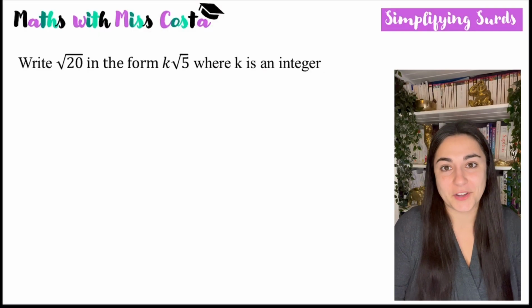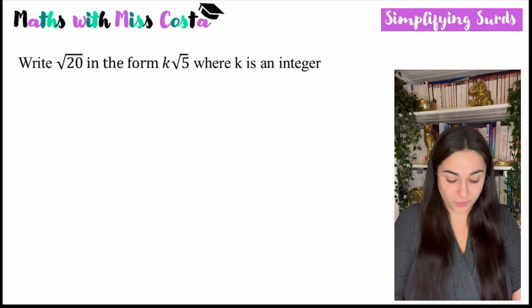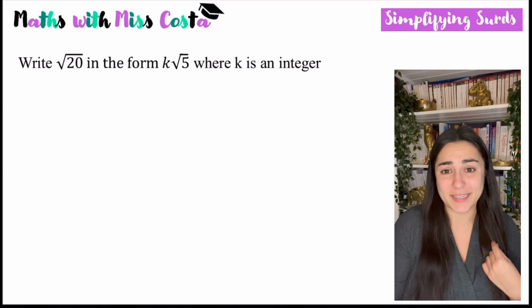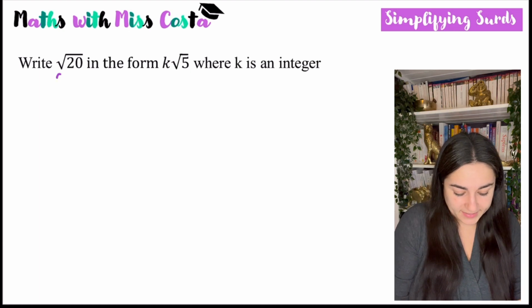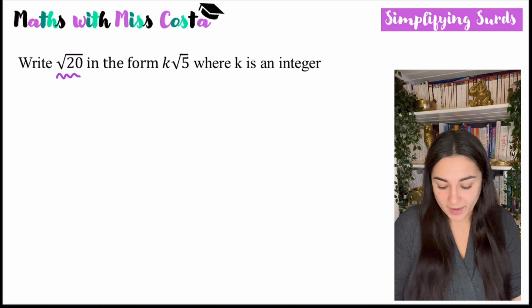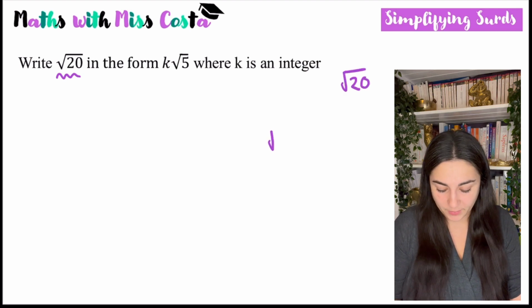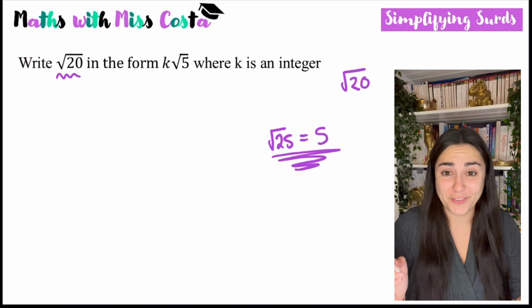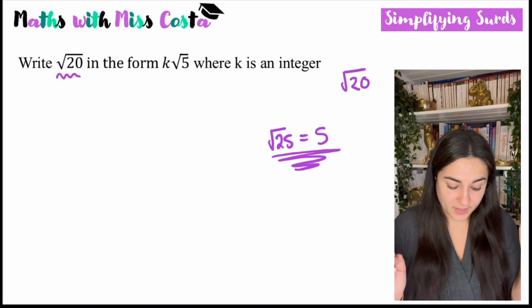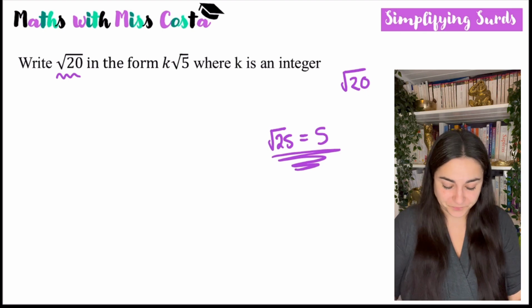Okay, so in this question I'm being asked to write the root of 20 in the form k root 5, where k is an integer. Now all this essentially is asking me to do is to simplify the surd. Remember, a surd is just anything expressed in the square root form that won't simplify further. So for instance, the square root of 25 isn't a surd because we can write it as 5. So surds are irrational numbers, i.e. if we typed the square root of 5 into our calculator, we'd get a long decimal.